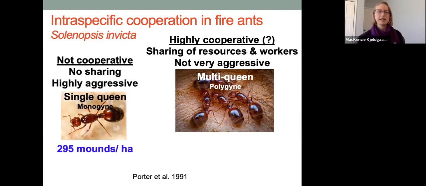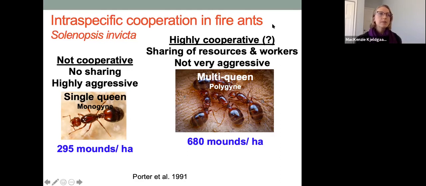So Porter et al. in 1991 found that single queen colonies were much less abundant. So they had about 295 mounds per hectare on average, compared to 680 mounds per hectare on average of multi-queen colonies. So there's quite a big difference in the abundance between these two forms. And it's thought that it's driven by that cooperative behavior.